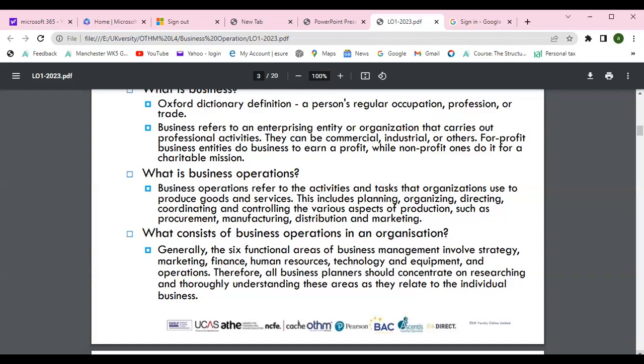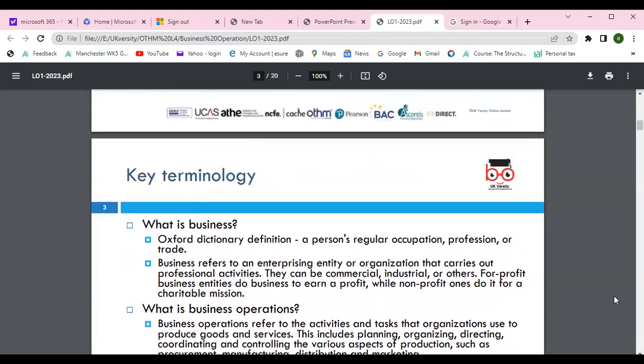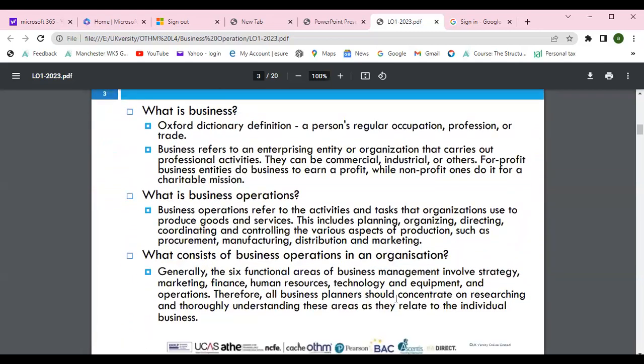Business operation refers to the activities and the tasks that a business uses to produce goods and services. Goods can be tangible and services are intangible. You can't see it, but those are still very powerful. So that is called services. Okay, any question? No, not yet.